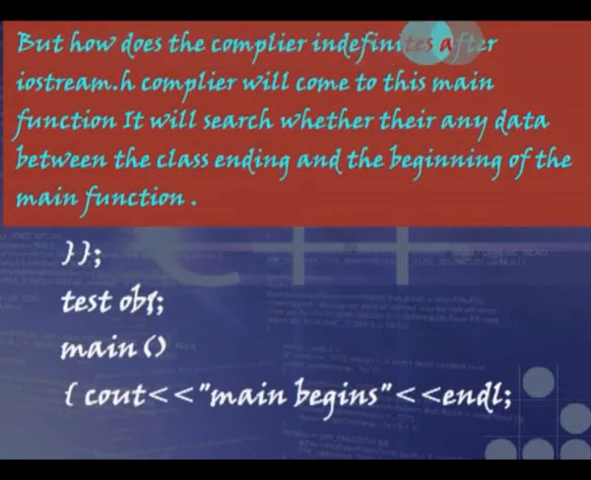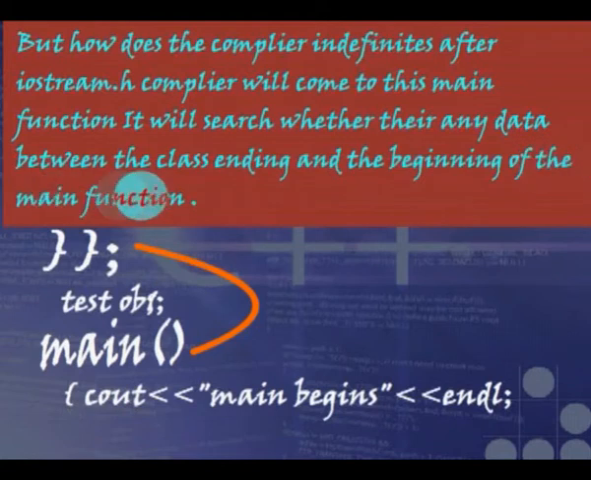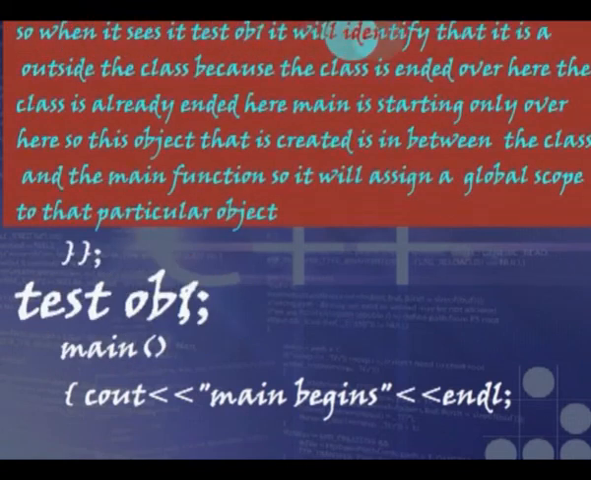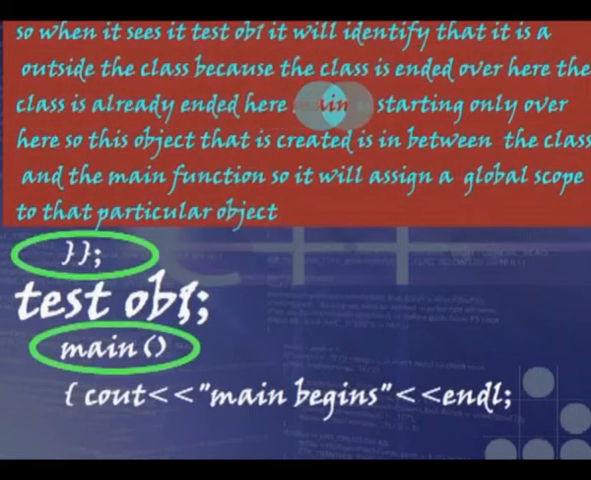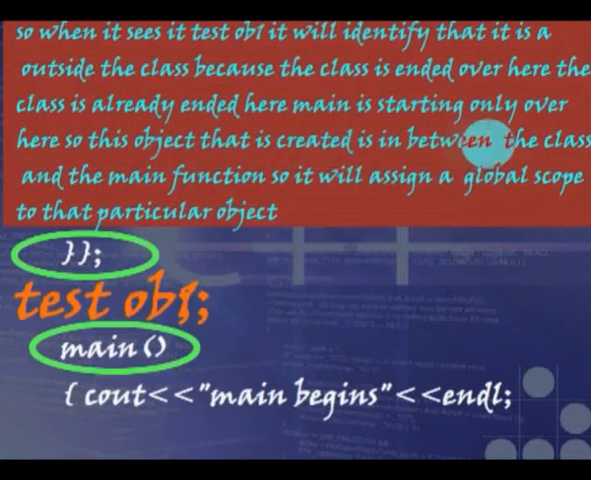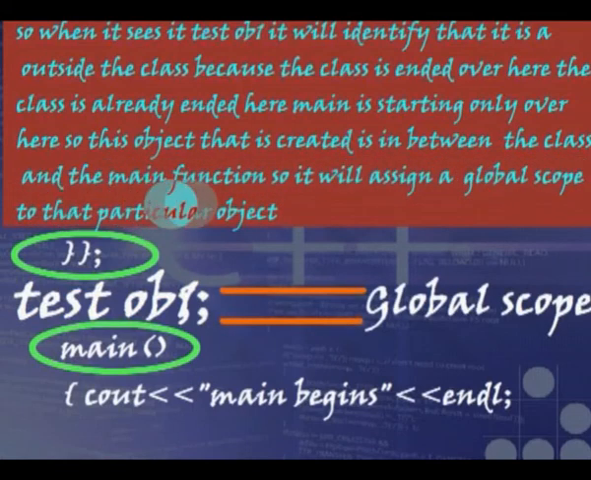But how does the compiler identify it? After iostream.h, the compiler will come to this main function. It will search whether there is any data between the class ending and the beginning of the main function. When it sees this test OB1, it will identify that it is outside the class, because the class has already ended here, and main is starting only over here. So, this object is created in between the class and the main function, and it will assign a global scope to that particular object.